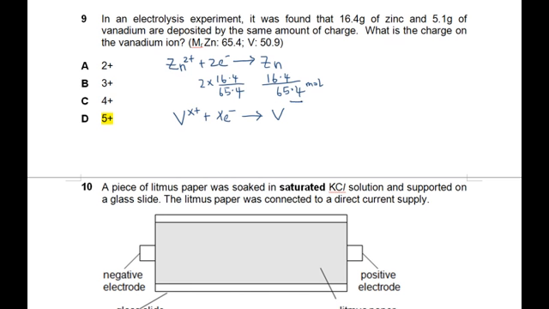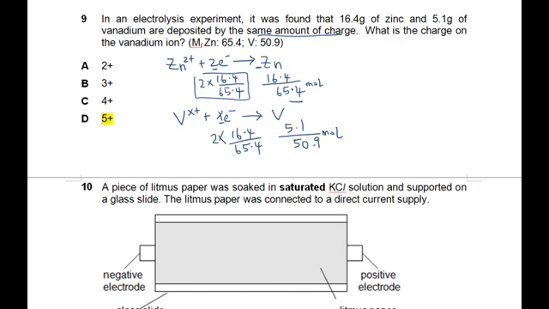Next we determine the number of moles of electrons that we need. So this is a 2:1 ratio. So we need 2 times 16.4 over 65.4 moles of electrons. Now this is very important because we know that electrons carry charge, and this number of moles of electrons is going to be the same over here. So I will write down 2 times 16.4 over 65.4 here. And we also know that we have 5.1 grams of vanadium, which we can also convert to moles. So 5.1 over 50.9 moles. And we can determine the mole ratio.